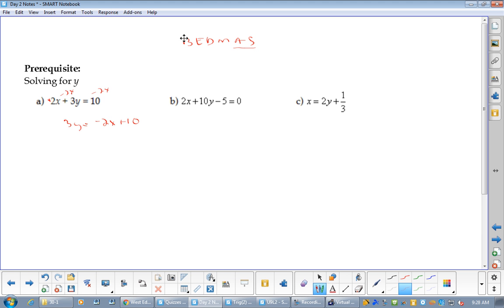So now, how many y's do I have? 3. How many do I want? I always want 1, okay? And what is the 3 doing to the y? It's multiplying, okay? Any number beside a variable is always multiplying, so I will do the opposite. And just make sure you do it to everybody on the other side. So y will equal negative 2/3 x plus 10 over 3.